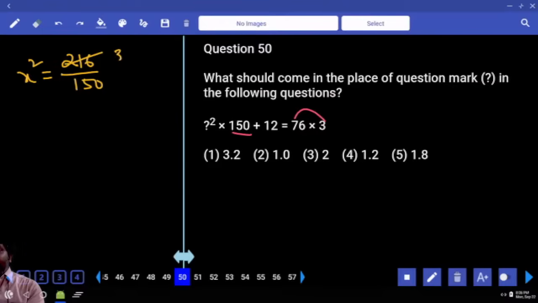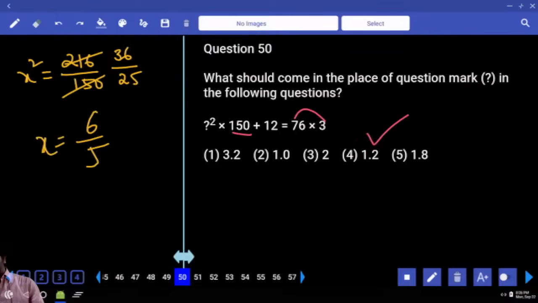6 times 36, 6 times 25. 36 by 25 can be written as (6 by 5) whole square. Then x is equal to 6 by 5. 6 by 5 meaning 1.2.